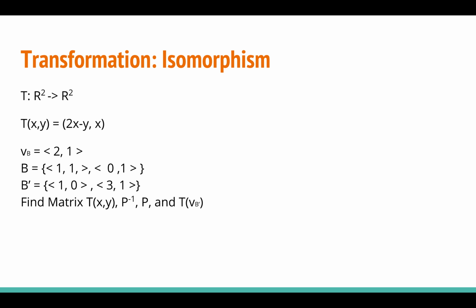Our example here is we're given the transformation equation T(x, y) = (2x - y, x), and we're given VB, the basis of B, and the basis of B prime, and we're asked to solve for the transformation matrix A, P inverse, P, and T VB prime. I'll explain what these are in a minute.